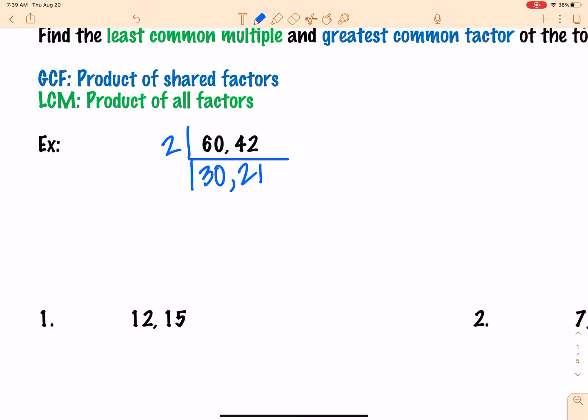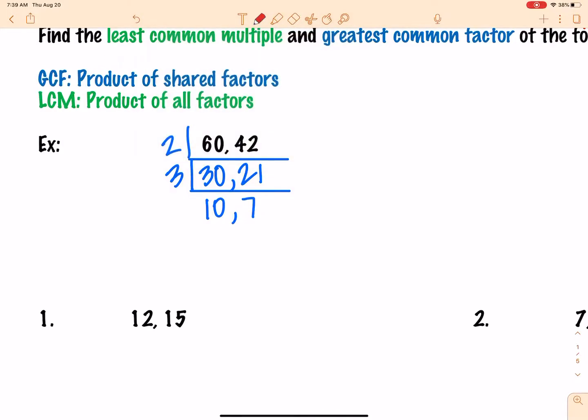Okay, do we do the same thing? What goes into 30 and 21? Immediately I think of 3. So 3 goes into 30 10 times, 3 goes into 21 7 times. Then you try to repeat the process until you're at two numbers that don't share a common factor, like 10 and 7. Okay, so now we have all the information we need to find our GCF and LCM.